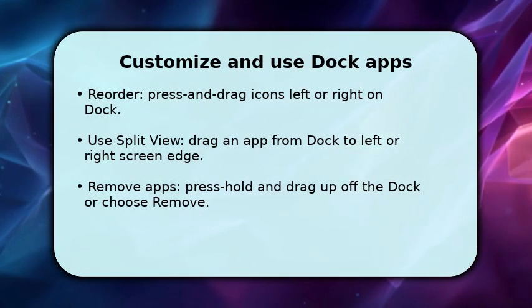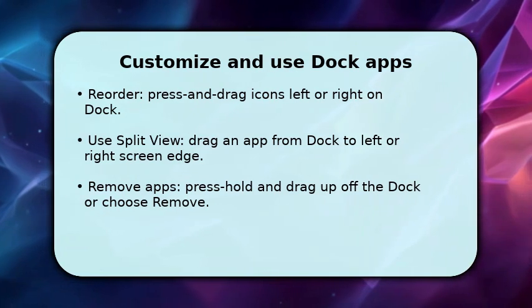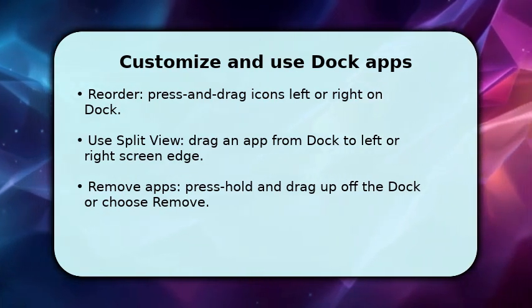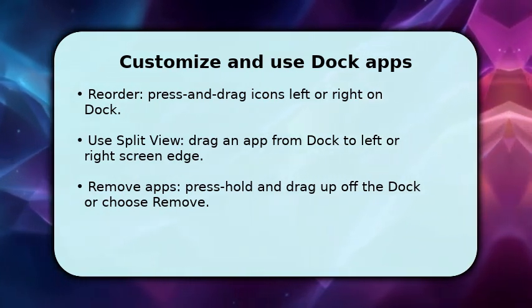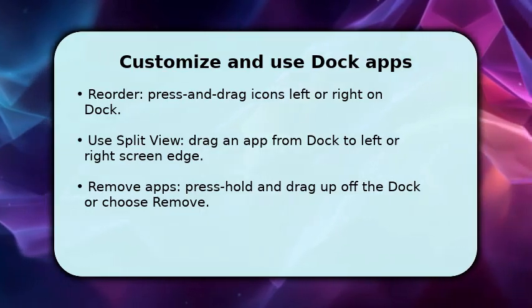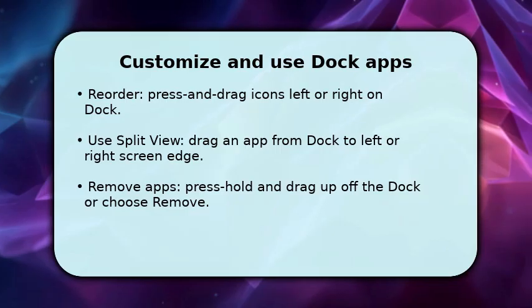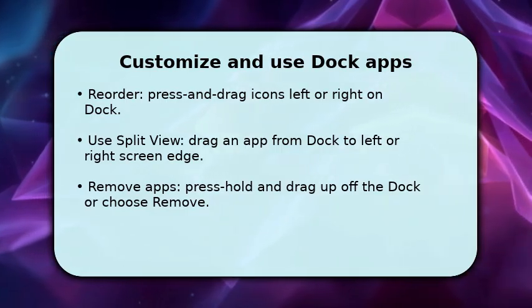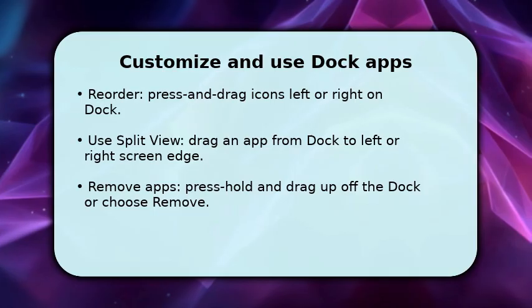Next, you'll customize and actively use apps from the dock for faster multitasking. Reorder icons by pressing and dragging them left or right so your most used apps sit closest to your thumb. To run two apps side by side, drag one app from the dock to the left or right edge until split view appears. Release to open.